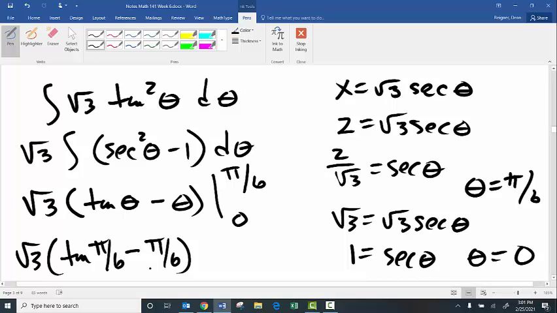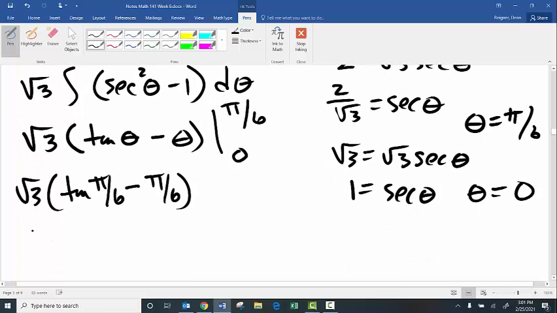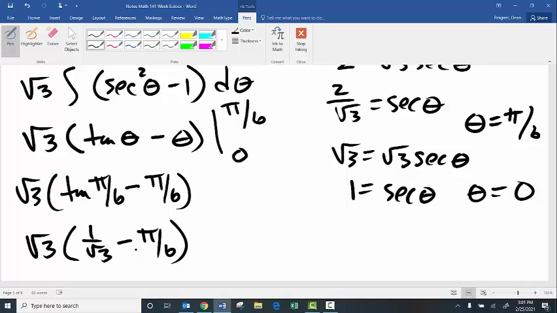So you don't really have to plug that in. The last thing you have to do in this problem is solve for tangent of pi over 6. So you have root 3, and then parentheses, the tan of 30 degrees is 1 over root 3 minus pi over 6 and your parenthesis. And that's pretty much all you can do. I mean, you could multiply the root 3 through and get a different answer, but for the most part, that's pretty good. Okay? So that's how you do that problem, which is a definite integral.